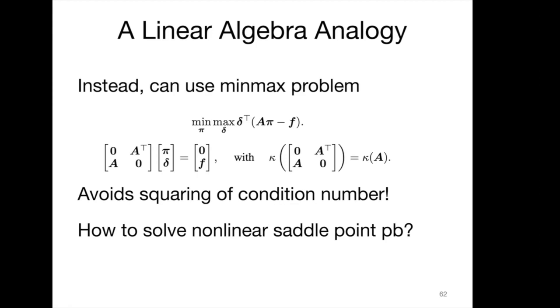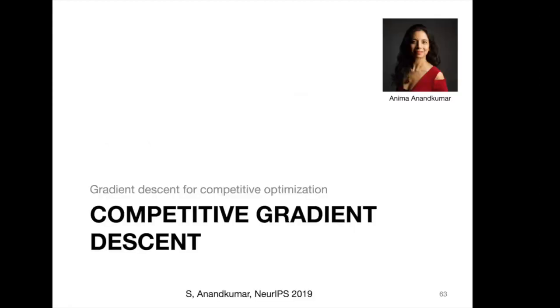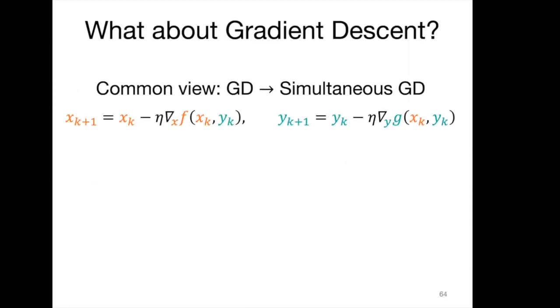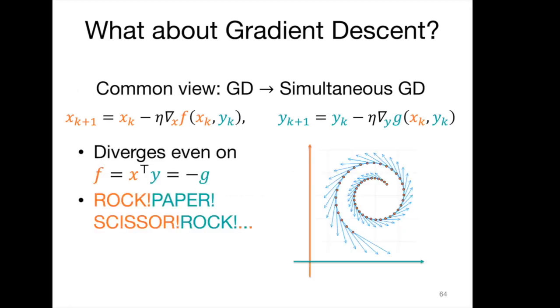And so, how do we solve the saddle point problem? That ties back to some earlier work I did with Anima Anandkumar, where the idea is how do we generalize gradient descent to simultaneous gradient descent? Because we now need an algorithm to solve these multi-agent optimization problems. Commonly this is done with simultaneous gradient descent, but that tends to diverge even on a bilinear problem, right? That was a very popular story in the GAN literature from a few years back.